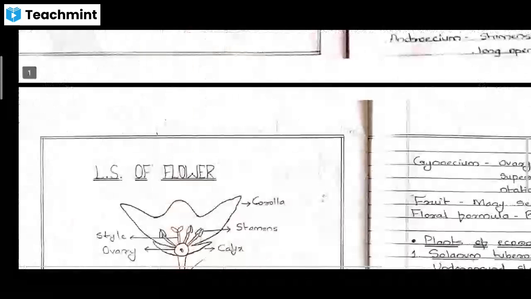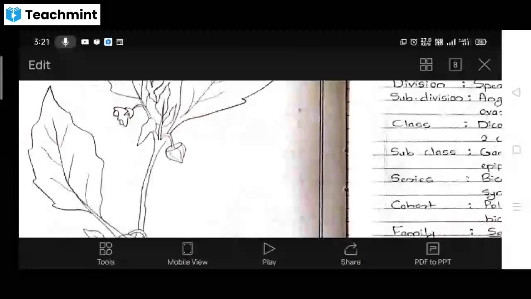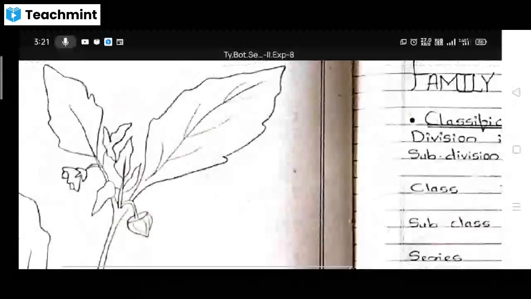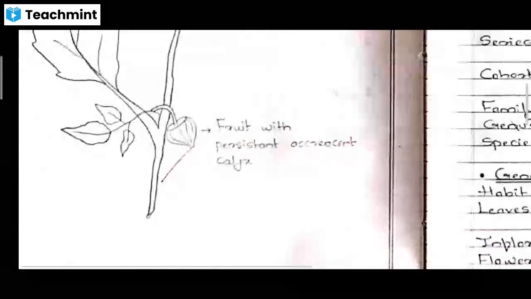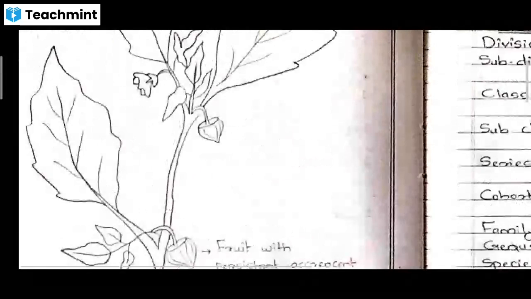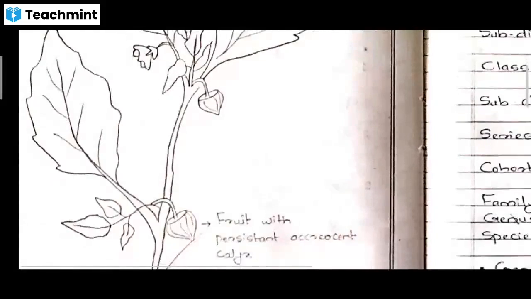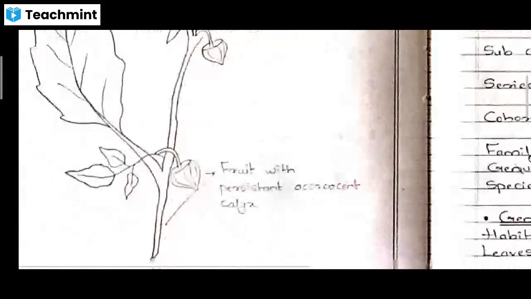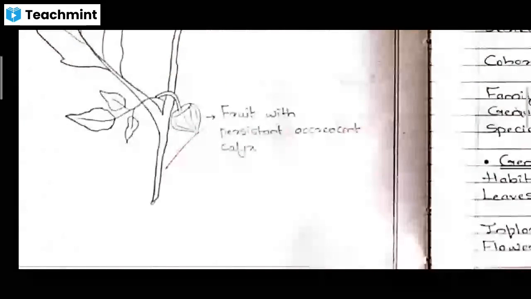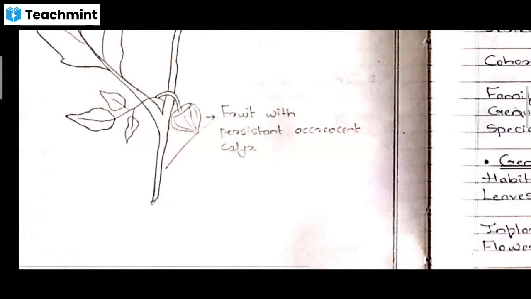Solanaceae family. Here, first of all, the diagram of Physalis minima with fruit. At the axil there are simple leaves and at the axil single flowers are present. Then you can see here the fruit with persistent, accrescent calyx. So this calyx, which is the identifying character, the bell-shaped calyx, is present in these Solanaceae members.